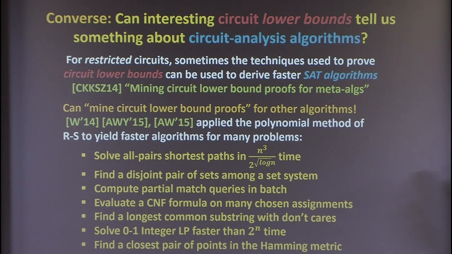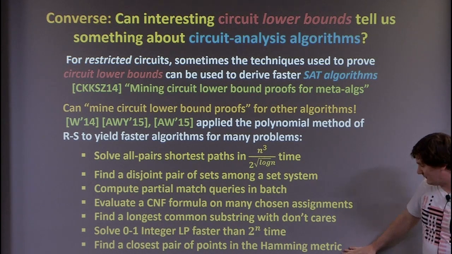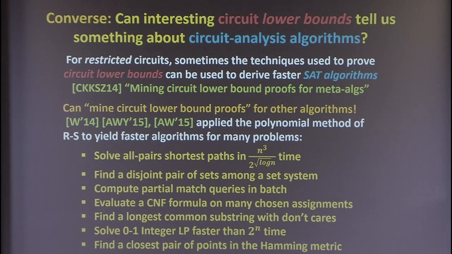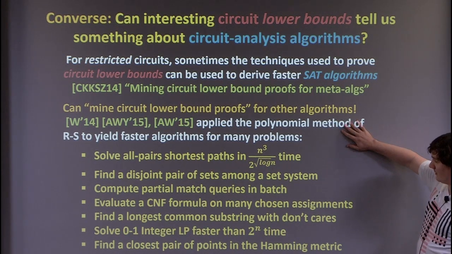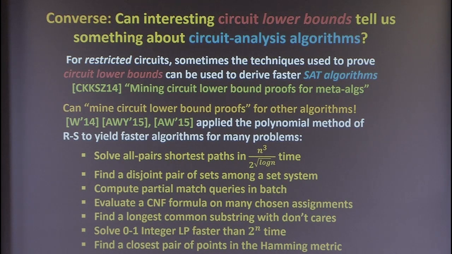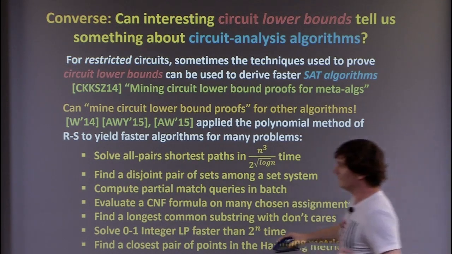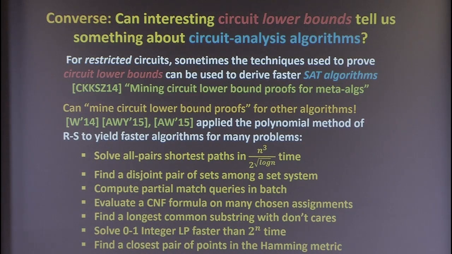And recently, with Josh Alman, we found some even stronger results. We basically proved some new probabilistic polynomial theorems, and used this to find the closest pair of points in the Hamming metric. So I will say in a little more detail what it is we actually proved.